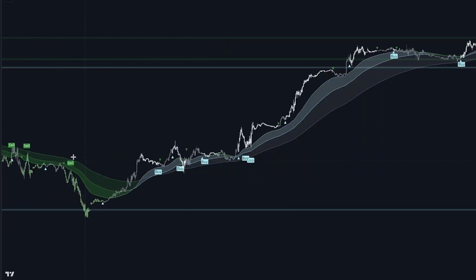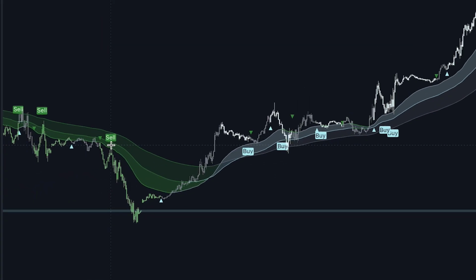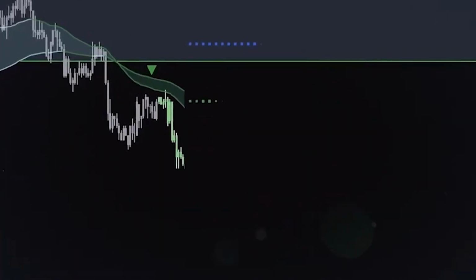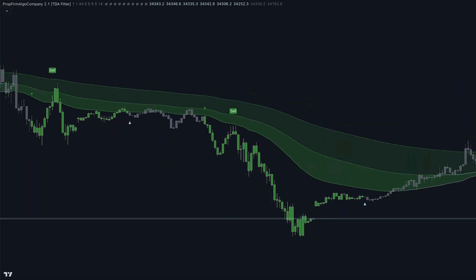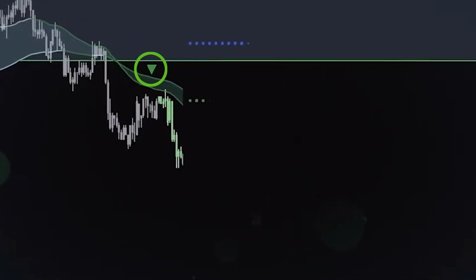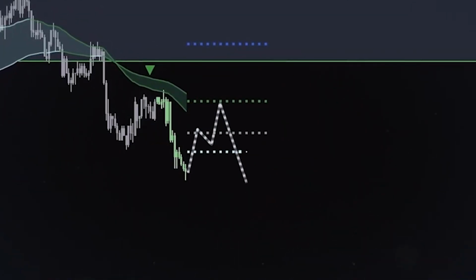A great example of a short entry is right here. Let's zoom in. So here we have an example of a bearish trend where the cloud is seen green. Use the green cloud as an indication of a bearish trending market. Right at the reversal point is the first indication where the bearish trend is going to begin. Remember that the gray candles is a no trade zone.